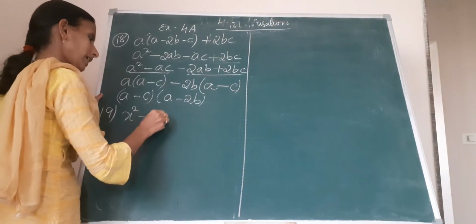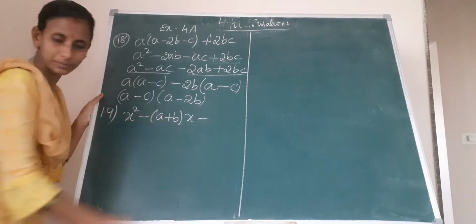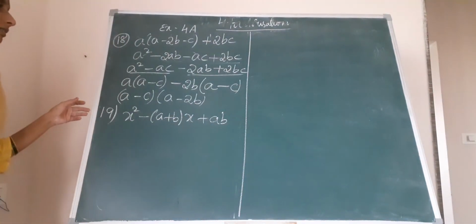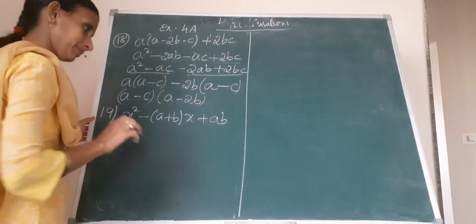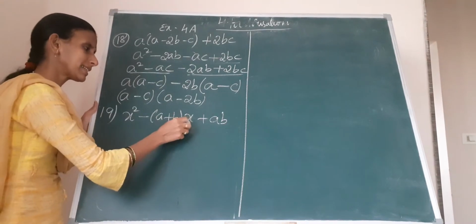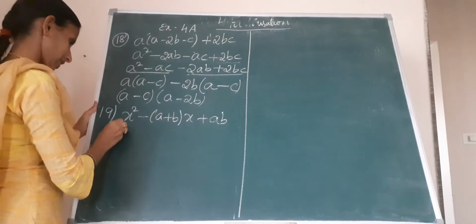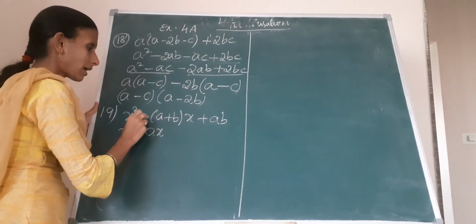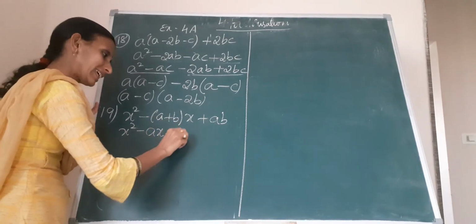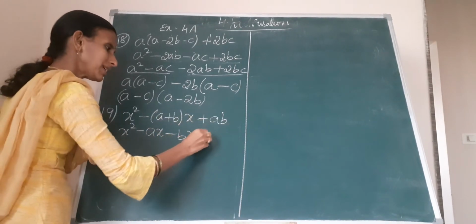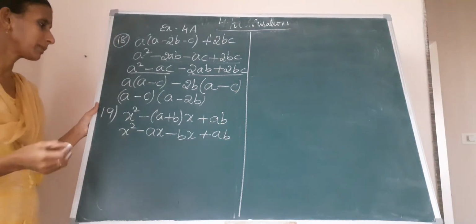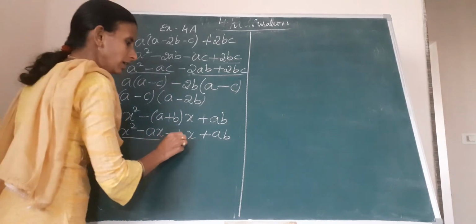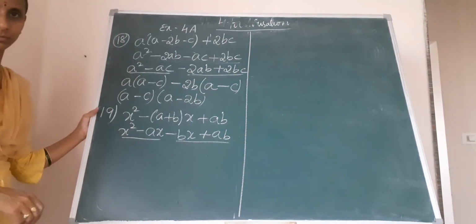X square minus a plus b into x plus ab. So now we have to multiply this x with both the terms in this bracket. So what do we get? X square minus ax, minus into plus is minus bx, plus ab. Now we have to make a grouping. How? The first two terms as one group and the next two terms as another group.